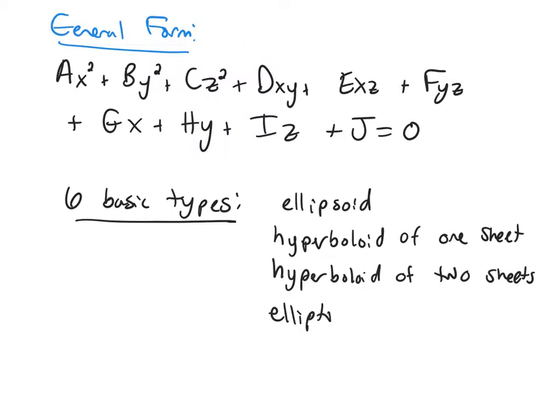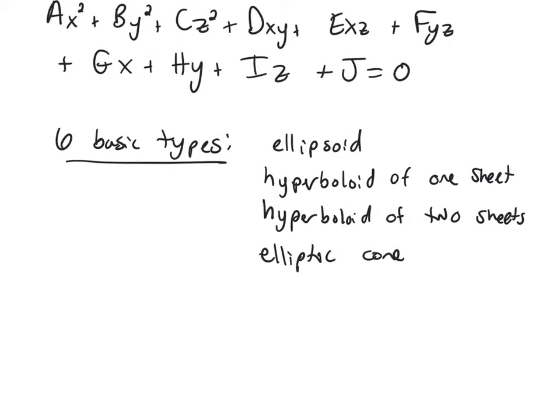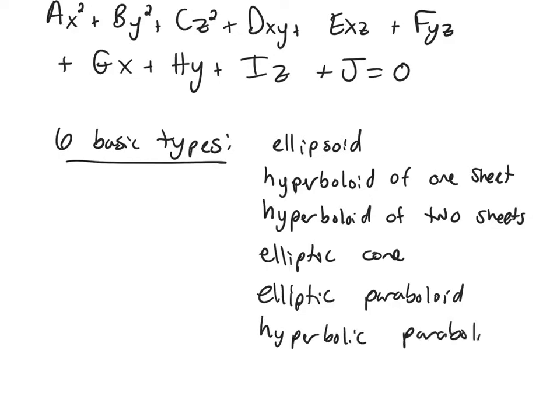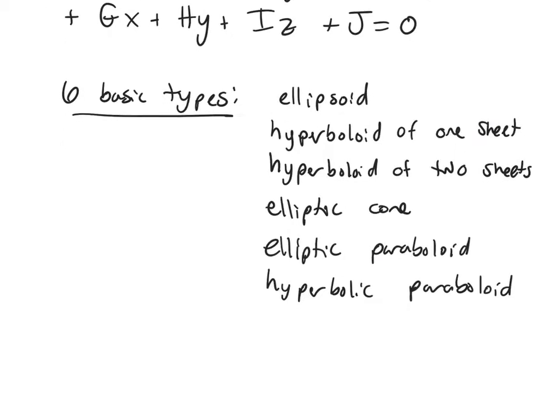we have an elliptic cone, an elliptic paraboloid, and then the 6th one is going to be a hyperbolic paraboloid. So we're going to go more into detail about these 6 types in the next video.